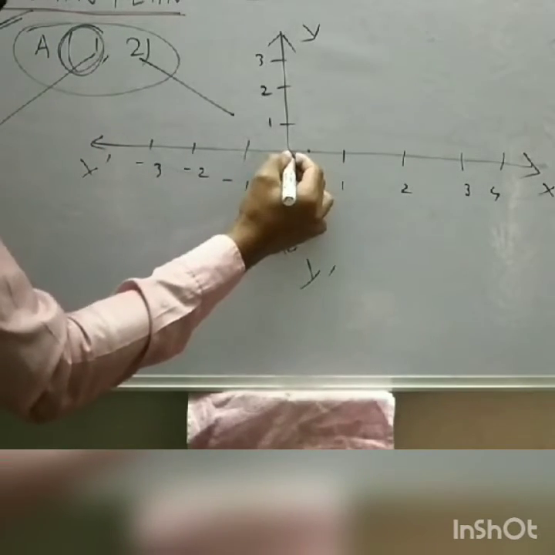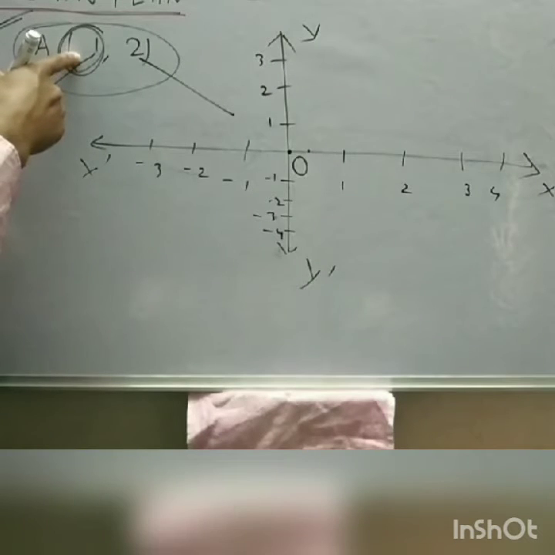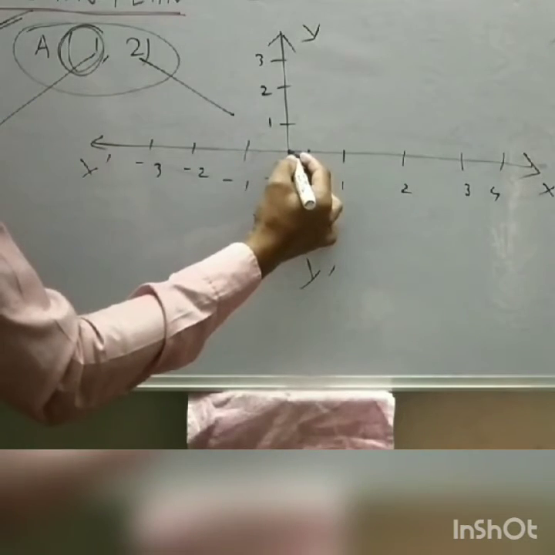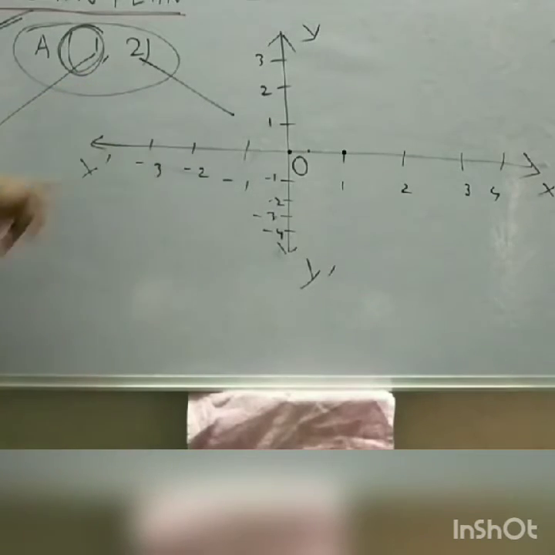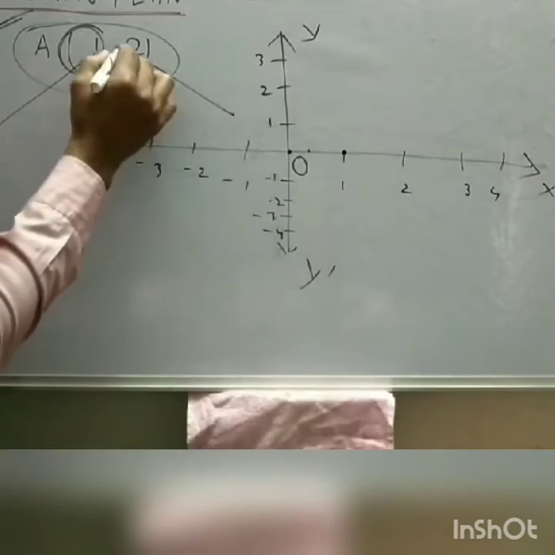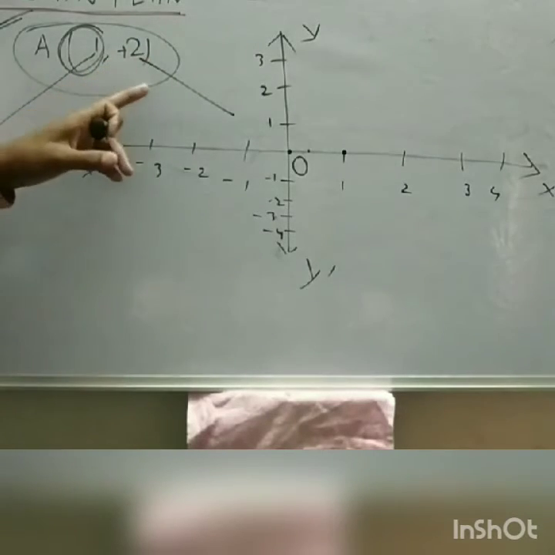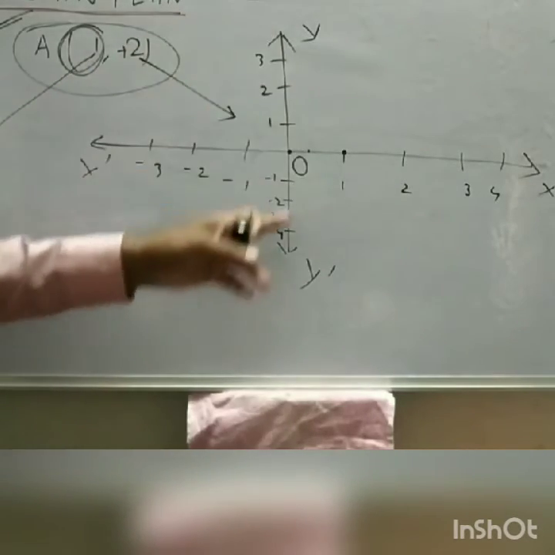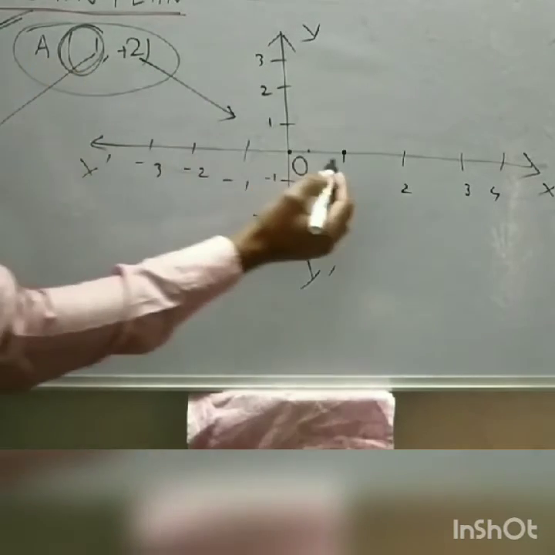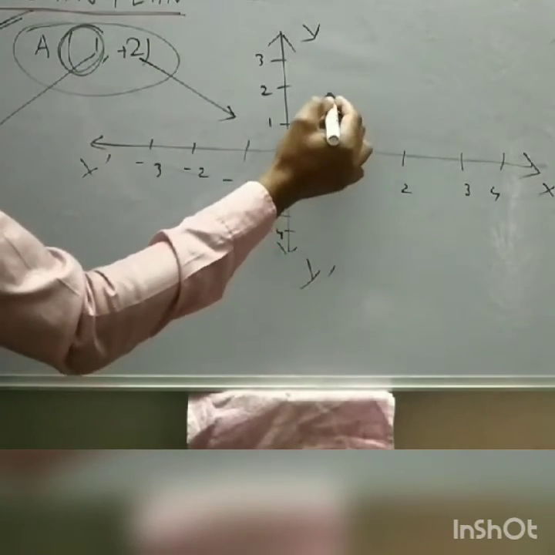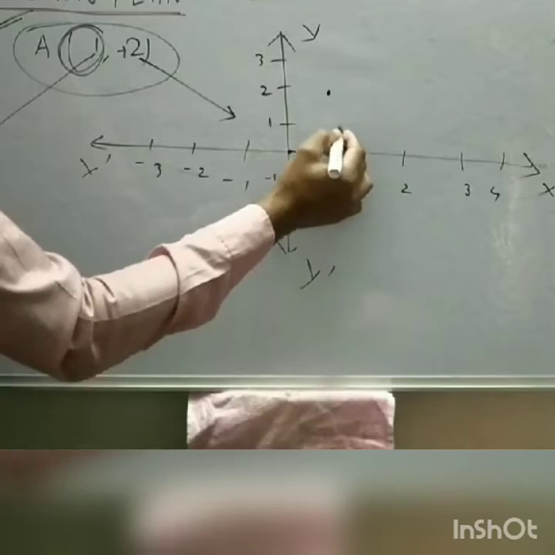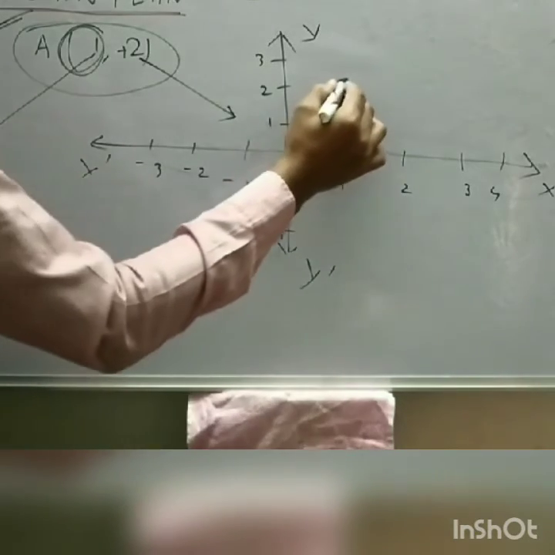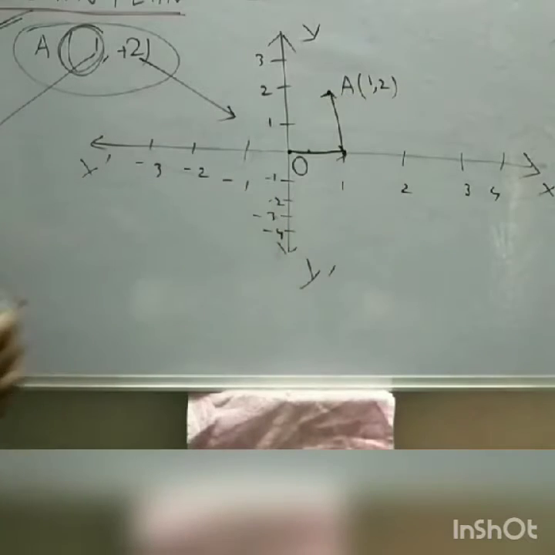So from the origin we will start. We will look whether this 1 is positive or negative. This is a positive number, so we will go to the positive side of the x-axis. So here it is 1. Then it is 2. From this 1 we will move, because 2 is positive, it is the y coordinate, so we will move along the y-axis. It is positive 2, so we will go to the positive side. 1, 2. So from here we move to positive 1, then from here we move to positive 2. So it is the point A (1, 2).